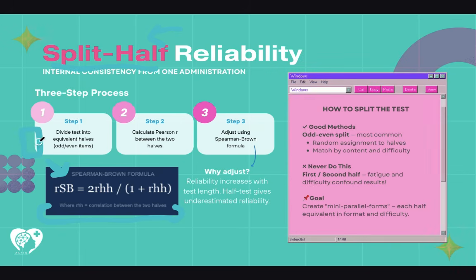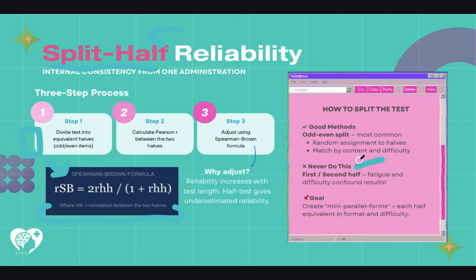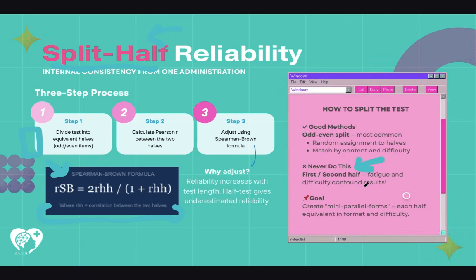Now, there are various methods of dividing it, and some of the methods are not good to do. For example, if you divide the test into the first 20 items and then items 21 to 40, the reliability coefficient could be influenced by some sort of fatigue. So you cannot really be sure that what you got is the reliability coefficient, because probably on the second half the test taker is already tired. So you wouldn't be able to get as clear an estimate as possible.